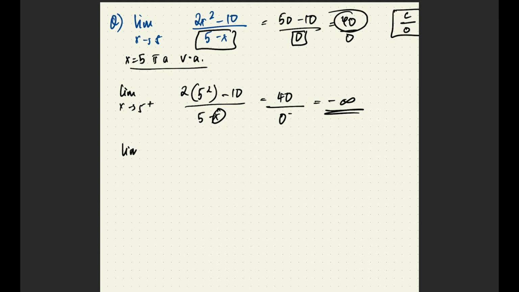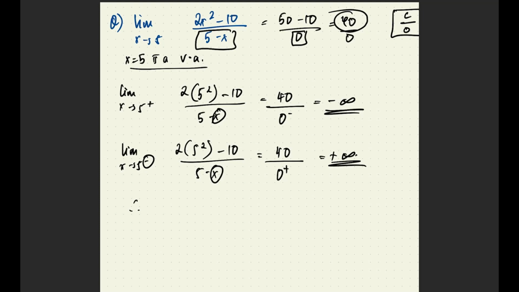Now the limit as x approaches 5 from the left is just going to be 2 multiplied by 5 squared. Again, I'm writing it as just 5 minus 10 divided by 5 minus x. So that gives me 40 divided by, now since we're approaching 5 from the left hand side, that means that this x is slightly lesser than 5. Now 5 minus a number which is slightly lesser than itself is going to be a very small number but positive. So I can write this as 0 plus. So that gives me positive infinity.